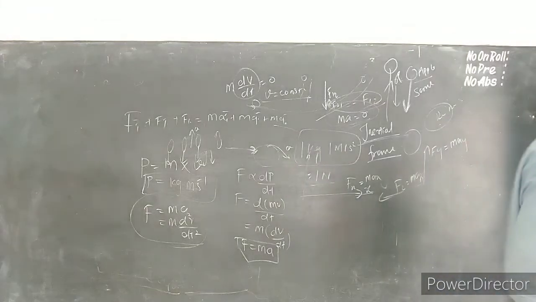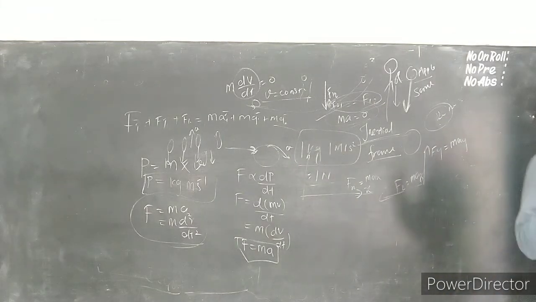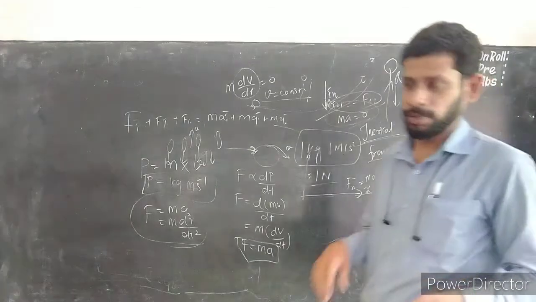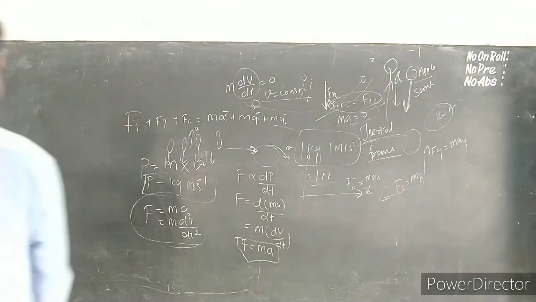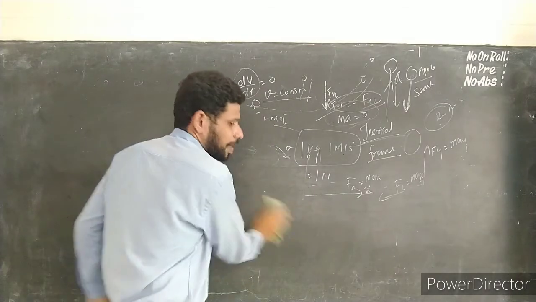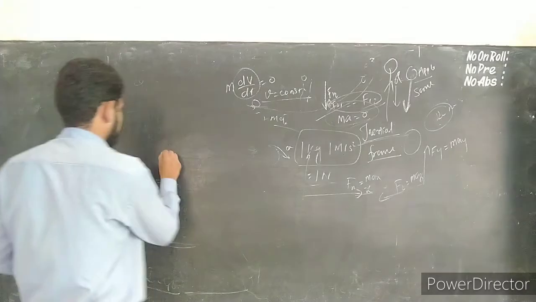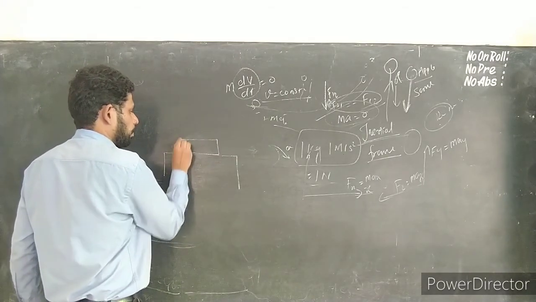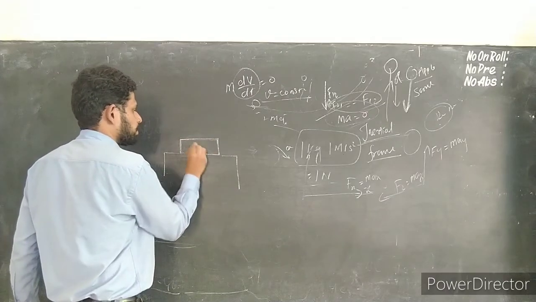The second law can also be written as ma equal to F, or the rate of change of momentum equal to the force. For example, a free body diagram; we must know this one. When you keep a book on the table, what forces act on that book? We are keeping a book, or some object, on the table. What forces act on this object?